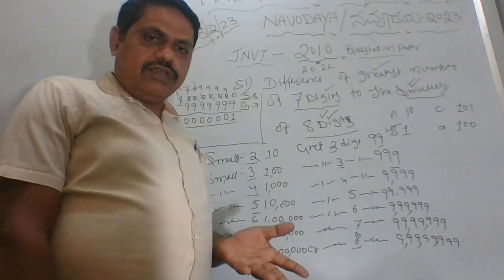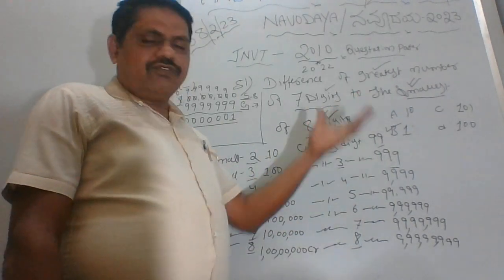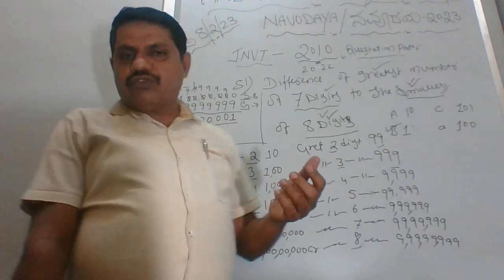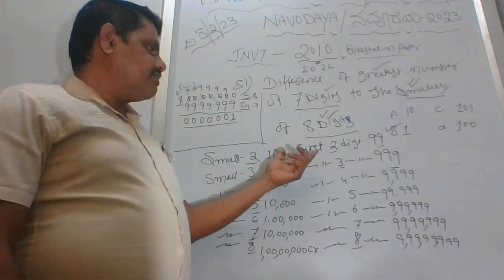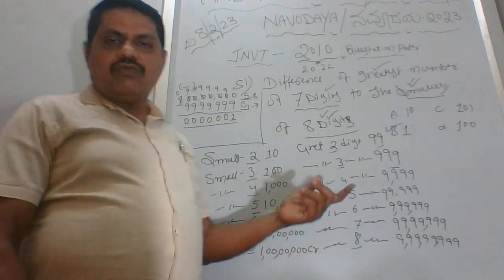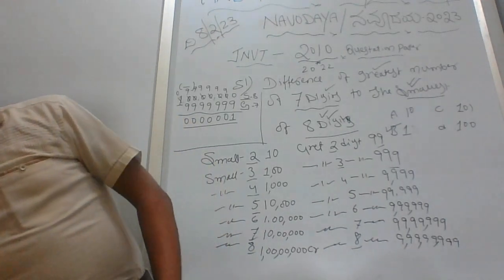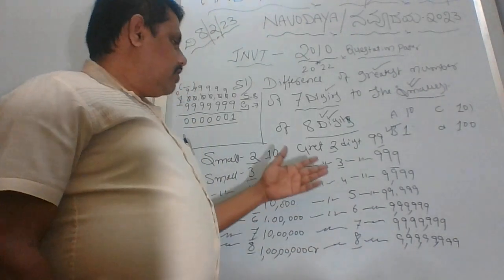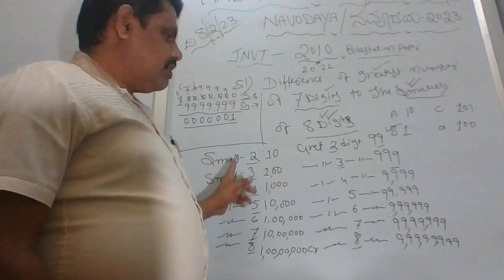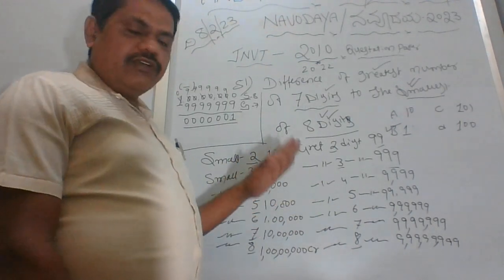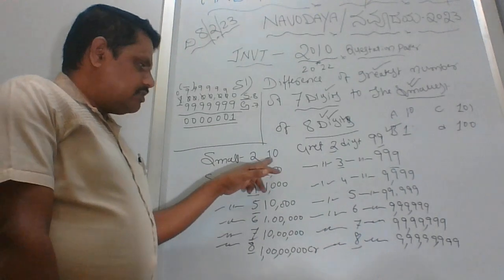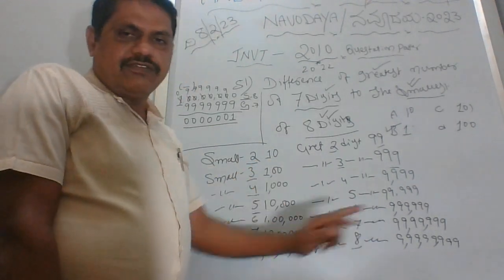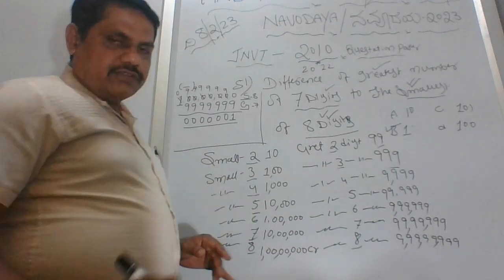So what we were doing before going to these questions, to understand this question, we are understanding what exactly it is and how we can work with that. So what I have done here, I have explained to you one by one, starting with the smallest 2 digit to the biggest 8 digit. I'll explain how it works.